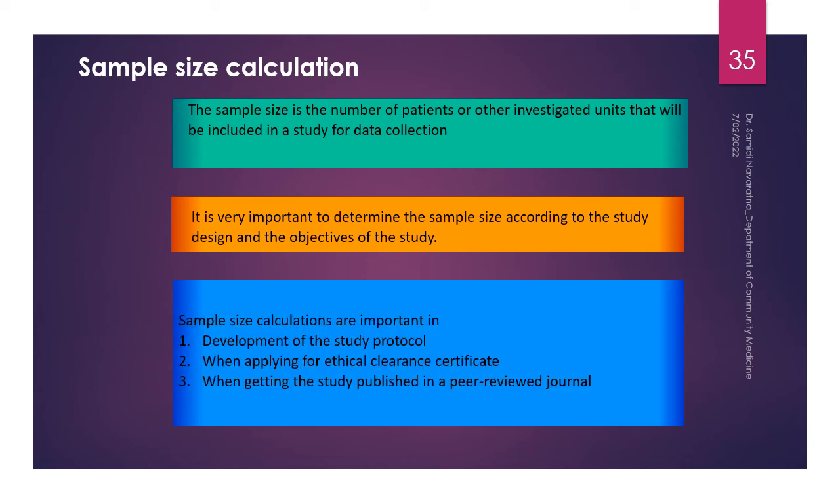So, sample size calculations are important in development of the study protocol. So when you give a proposal to the department, you will have to use this sample size calculation, and when applying for ethical clearance certificate and when getting the study published in a peer-reviewed journal. So at all these three stages, sample size calculation will be reviewed by another person, right?